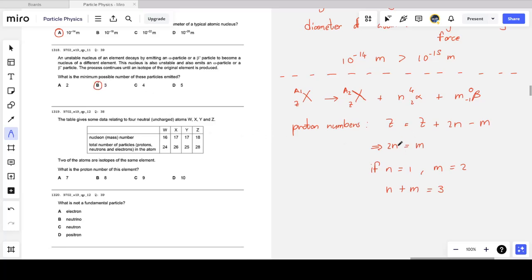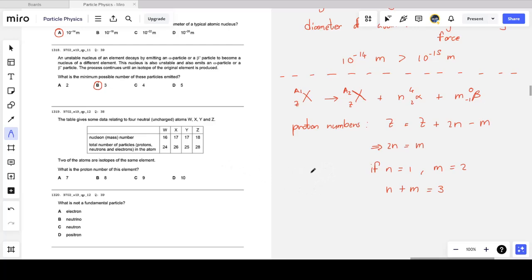So we've actually done a similar question early on, but with the actual numbers. But for a problem like this, you usually see that the minimum number will be 1 alpha and 2 betas. And that will allow the reaction equation to balance on either side. And if I had 2 alphas, then I would have 4 betas and so on. But that would not be the minimum number of possible particles emitted. Okay, so that was option B. 3 particles at least will be emitted in that reaction.